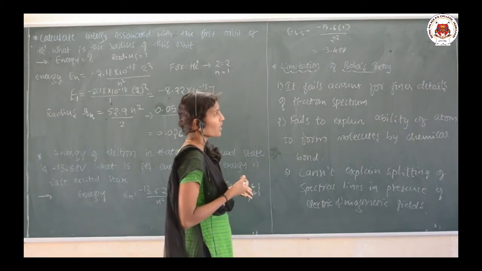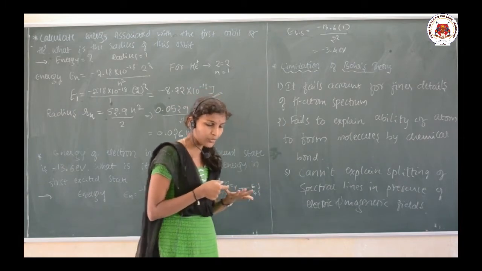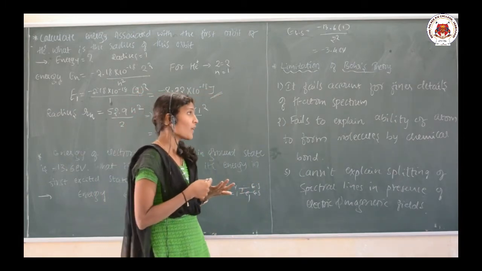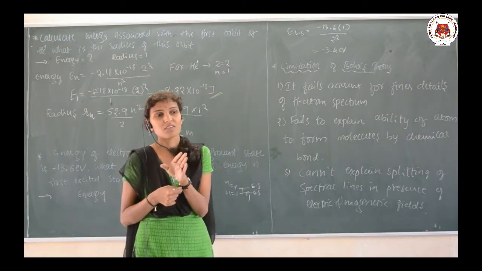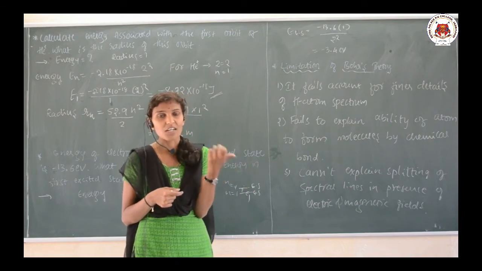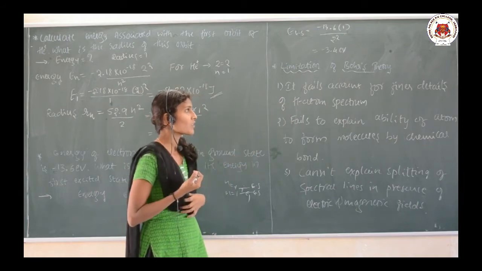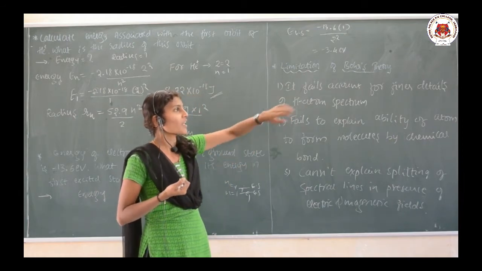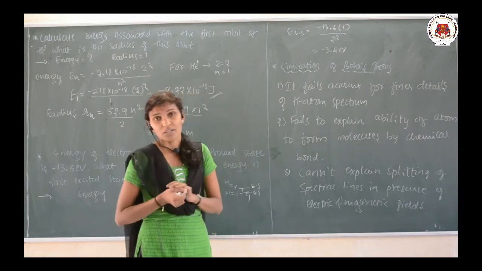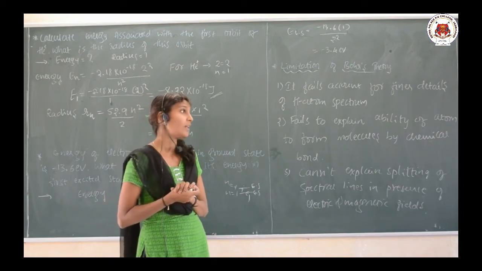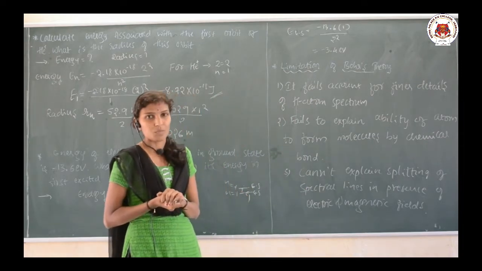First one is, it fails to account for the finer details of the hydrogen spectrum. As I said, in the spectroscopy branch they study the spectrum using spectroscopic measurements. So, Bohr's theory cannot explain the fine details, the complete details of the hydrogen atom spectrum. This is the first drawback, and the second one is that it fails to explain the ability of atoms to form molecules by chemical bonds.